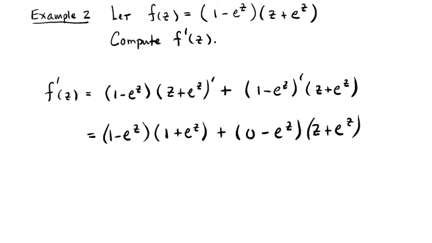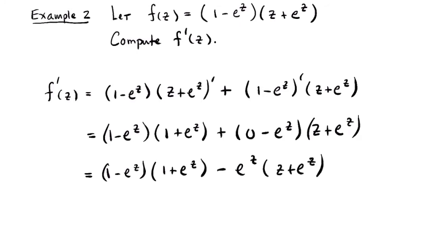I'm not going to simplify this completely here, in the name of moving on and doing more examples, but let me just rewrite this as 1 minus e to the z times 1 plus e to the z, and then 0 minus something. It's just the negative of that thing times z plus e to the z. And I don't see any common factors in that thing. We could expand it out, but I'm going to leave it here for this example. So, two illustrations of the product rule.